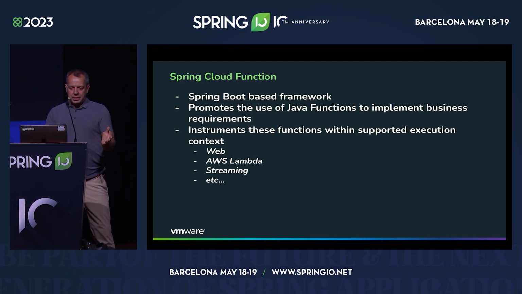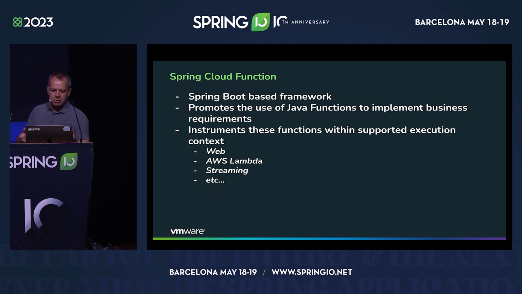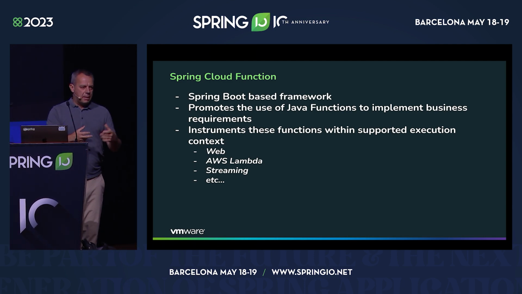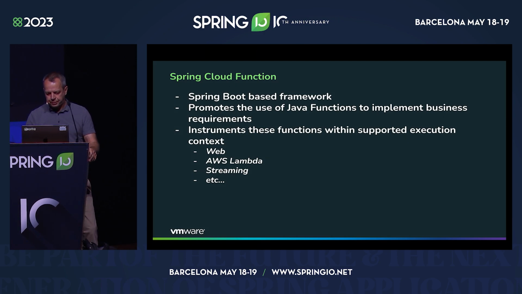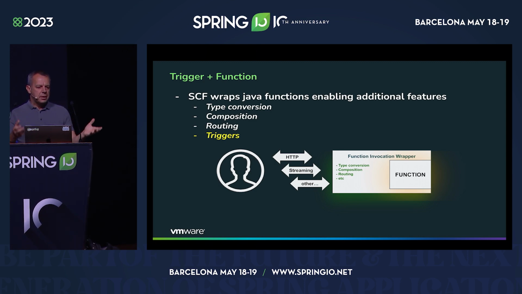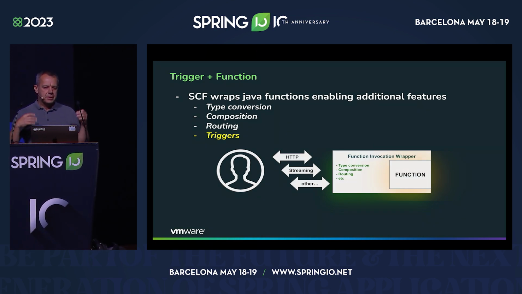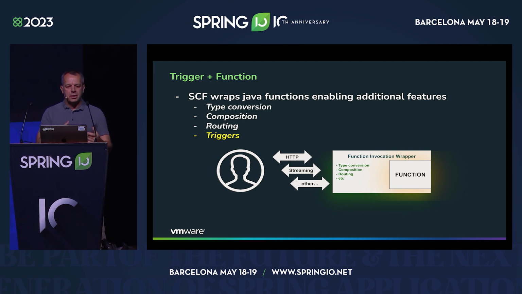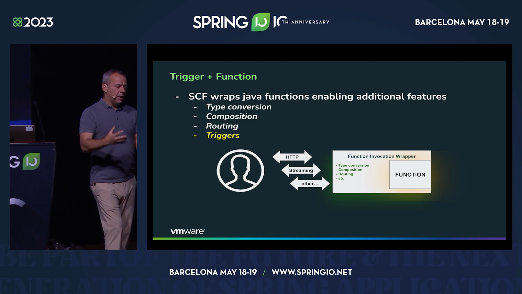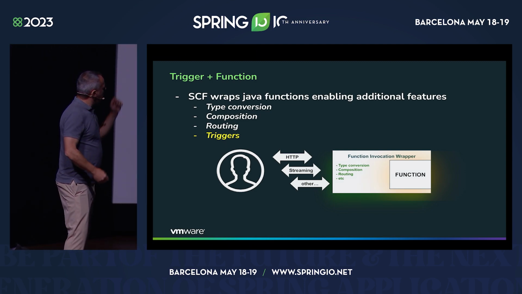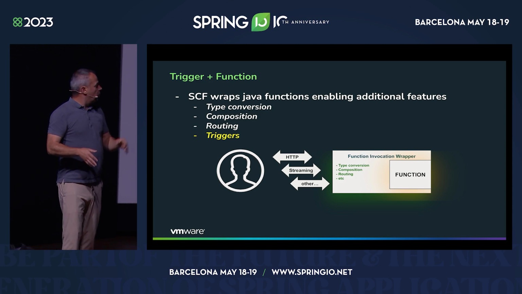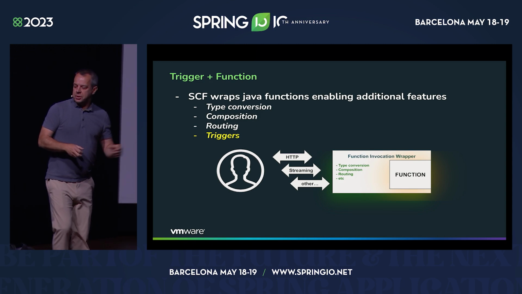We call it instrumentation. You can instrument these functions in many supported execution contexts, like I said, web, AWS Lambda, streaming, and many, many more. This is what it looks like, trigger plus a function. Spring Cloud Function wraps Java functions, enabling additional features such as type conversion, composition, and routing, and it also produces a trigger. There is additional functionality which we provide with this function invocation wrapper, which wraps the actual function, but what you actually have to implement is just a function.